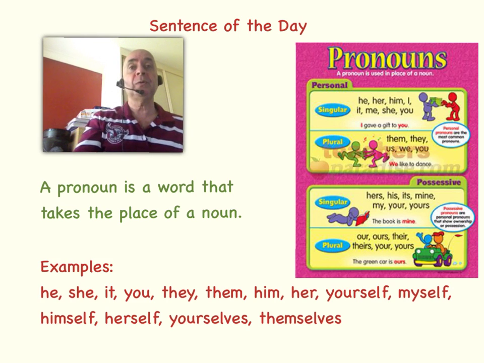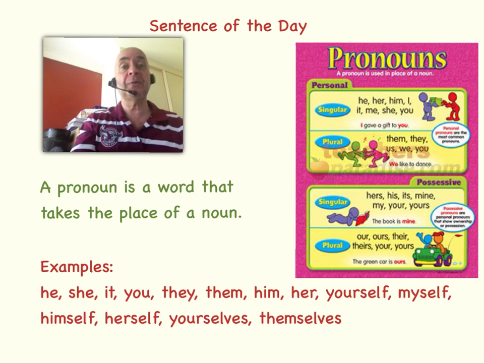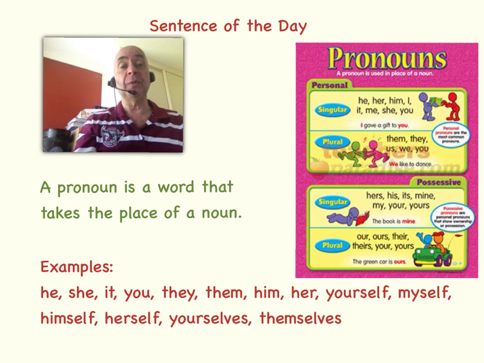Okay, so what is a pronoun? In the green writing there it says that a pronoun is a word that takes the place of a noun. Have a look at the examples in red below. Instead of saying a person's name or the girl or the boy, you can say he, she, it, you, they, them, him, her, yourself, myself, himself, herself, yourselves, and themselves.